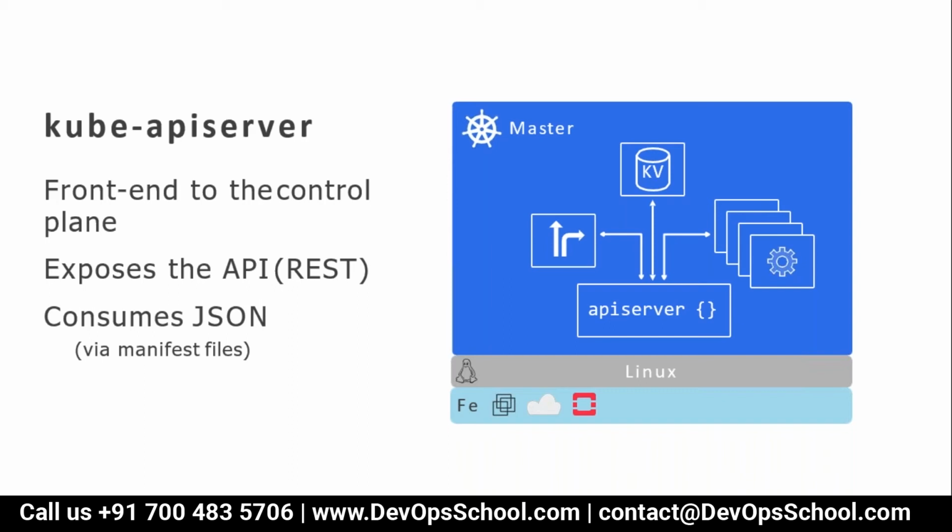And it's a front end to the control plane. Front end means if you want to talk to the cluster, I repeat, if you want to talk to the cluster, you need to talk to the API server. But the API server is not having one API. It has so many features, so many APIs in it. That's the reason we call it the API server. It's the first and foremost component of the master node. It's a front end to the control plane. So this is the API server.